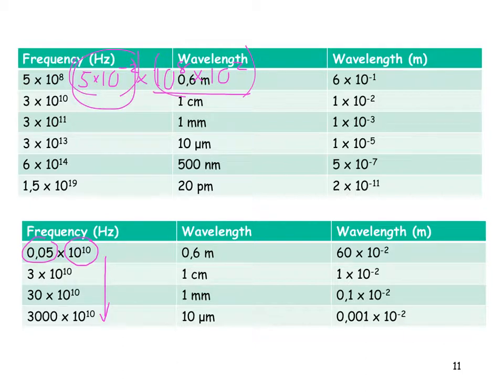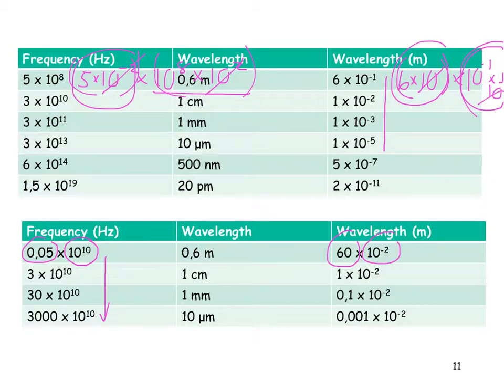And I can do the same thing with the wavelengths over here. So I can say 6 times 10 to the negative 1 times another, sorry, I'm running out of space, 10 to the negative 1. Those two together, the 10 to the negative 1 and the 10, cancel each other out in the same way as the positive 2 and the negative 2 cancelled each other out. But I can write this differently as 60 times 10 to the negative 2 times 10 to the negative 2.